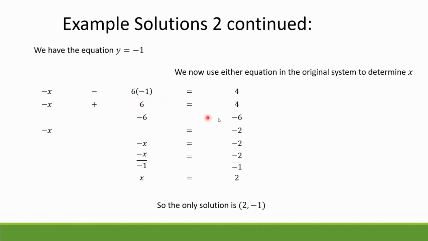We want to solve it for x. So we subtract 6 from both sides, and we get minus x equals -2. But we don't want minus x, we want x. So how do we get rid of the negative? We can divide both sides by -1, and that's what I'm doing here. We get x equals 2. So the only solution here is (2, -1). And that's what we get.